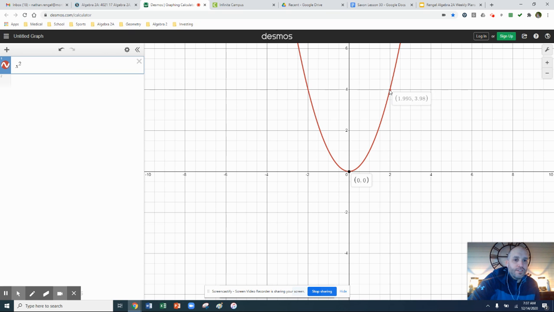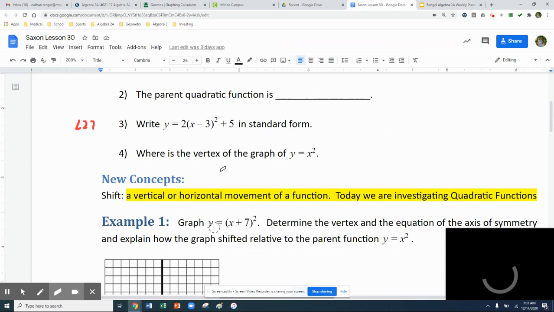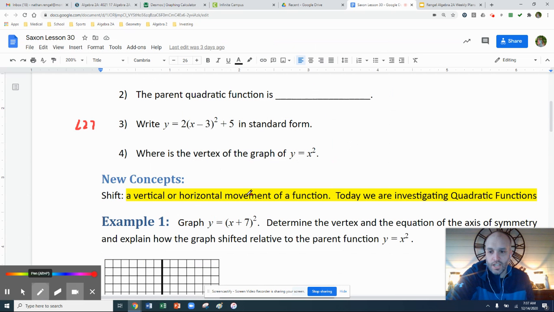And I can't quite get it to go exactly to 4. The vertex is going to be this highest or lowest point right here. And our vertex for this one is going to be at the point 0, 0. So that first answer, actually number 4 in our warm-up, the vertex is going to be 0, 0.